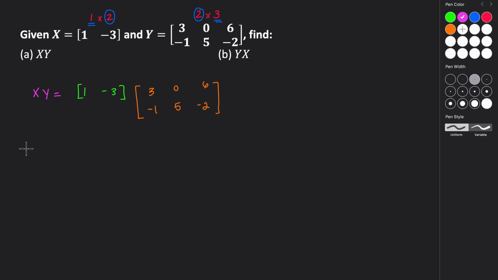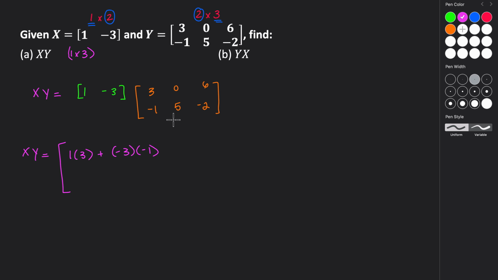So xy equals, so the first entry is going to be 1 times 3 plus negative 3 times negative 1. Again, we're expecting a 1 by 3 matrix here. So this is our first entry.